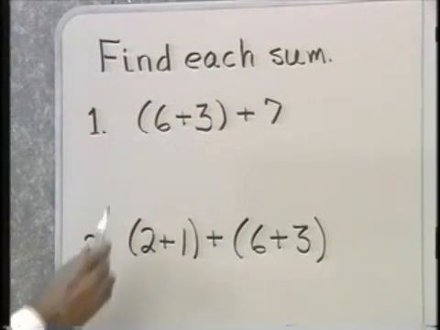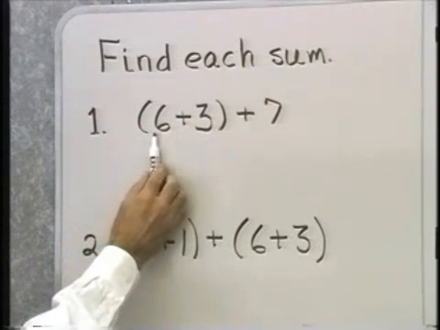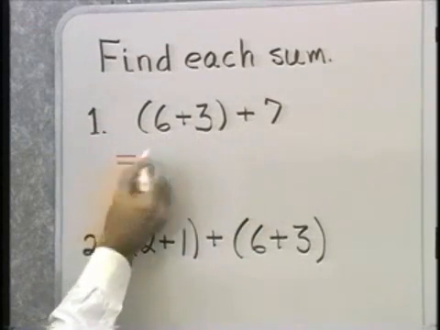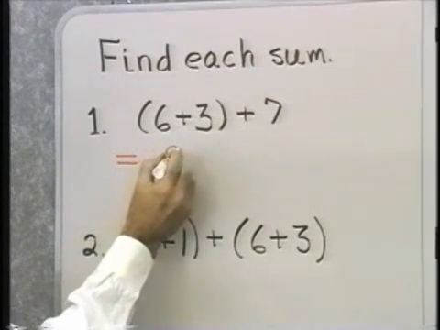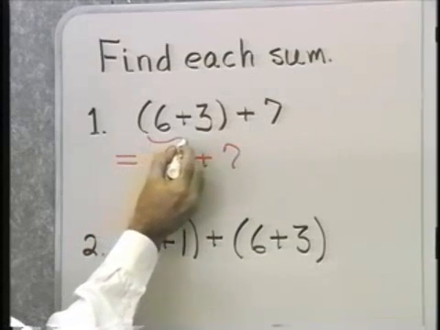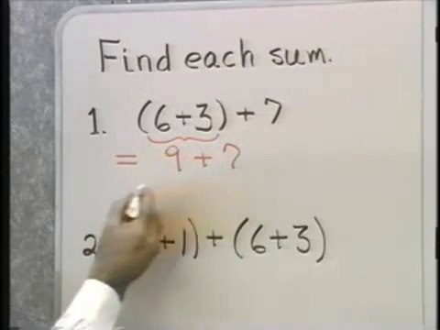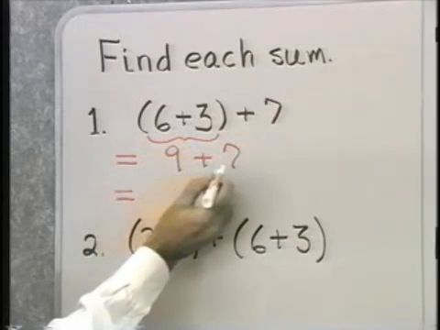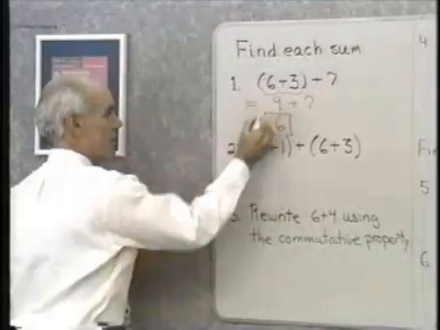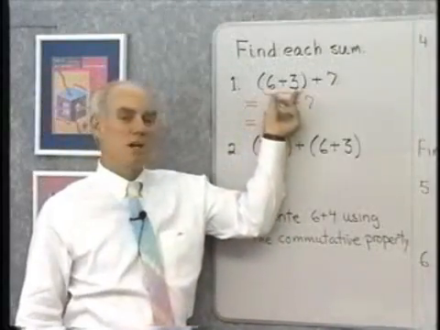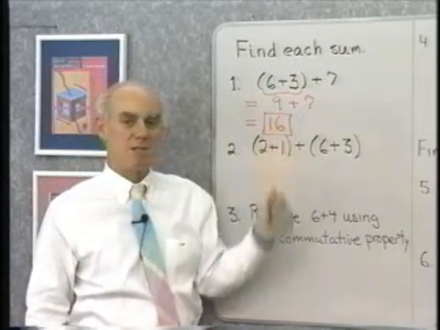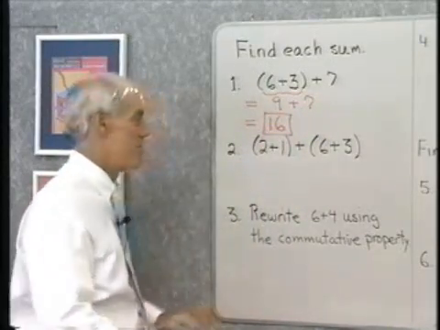For problem number 1, I've written find each sum, and here I have the quantity 6 plus 3, plus 7. So I'll do inside the parentheses, 6 plus 3 is 9, plus 7. I write my equal sign, what I get when I add 6 and 3, and then I add the 7 on. 9 plus 7 is 16. So this sum, adding 6 plus 3 first and then the 7, comes out to be 16.